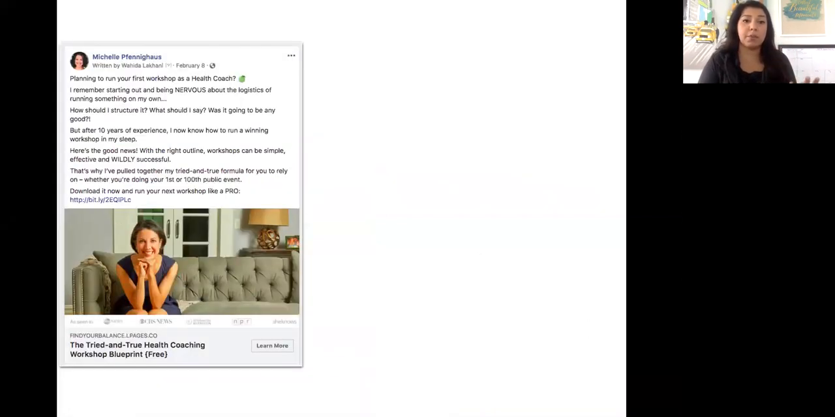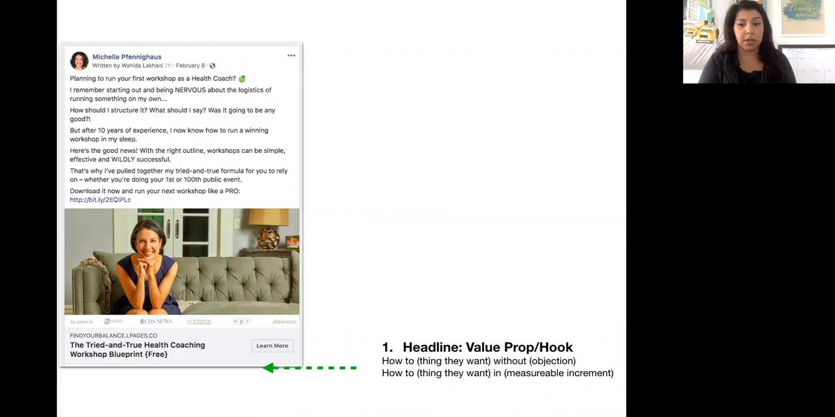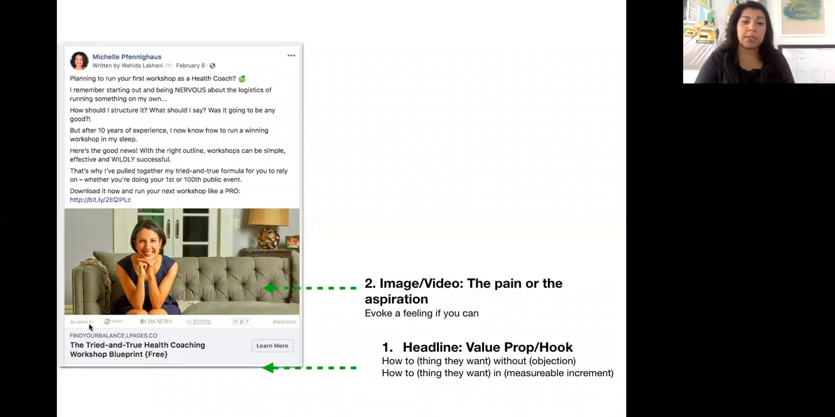Let's look at an example of how this kind of works, right? So for this example here, we have the tried and true health coaching workshop blueprint free. So this is for a coach who helps other health coaches build their business. So we've got our headline, value prop or hook. We have an image. Here what we did was we used a bit of a bonus in that she has a ton of social proof.